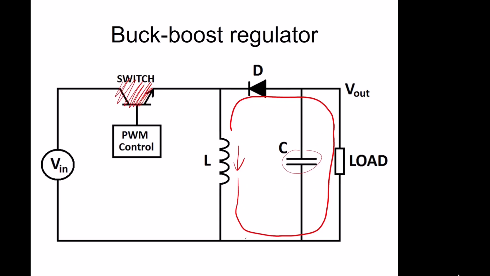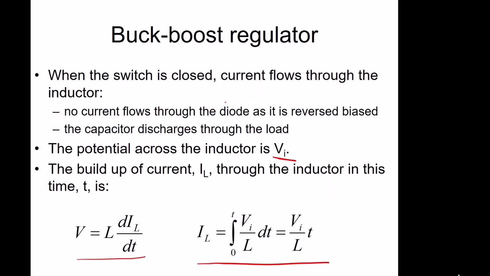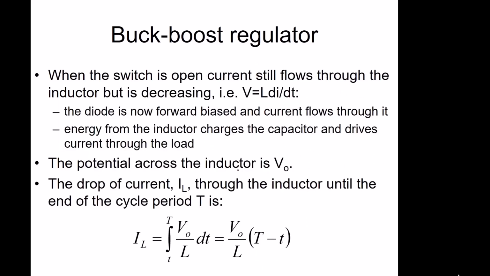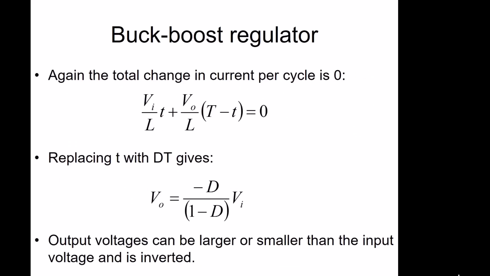And if you can see, this is at 0. The potential at this point here, ignoring any voltage drop across the diode, so assuming there's no voltage drop across here, the potential at this point is V out. So when the switch is open, we're going to get a potential across the inductor of V out. Again, we can work out the change in current, which equates to this. We let these two terms sum to 0, so we don't get any change in current over the cycle.